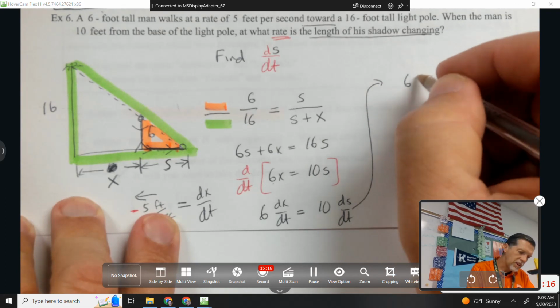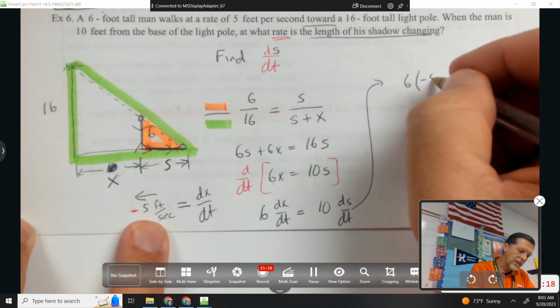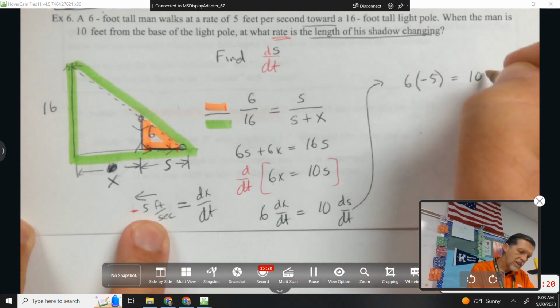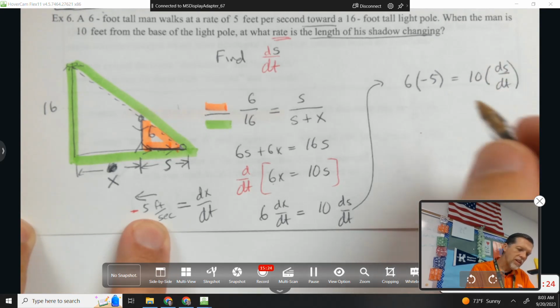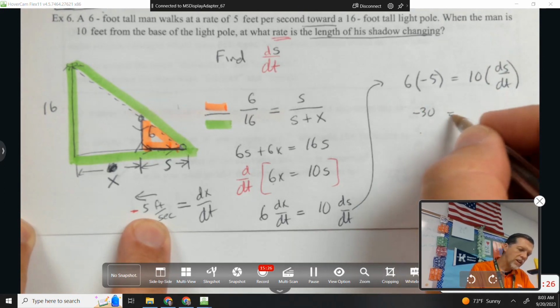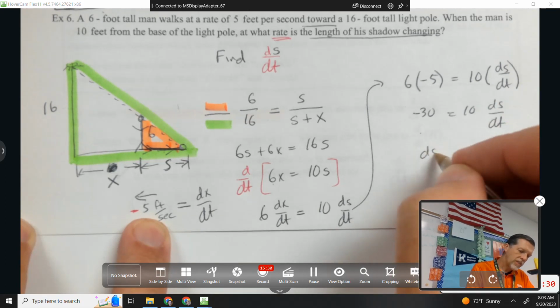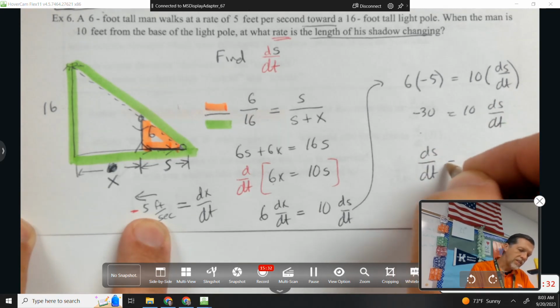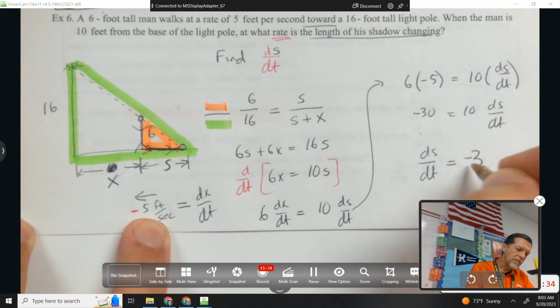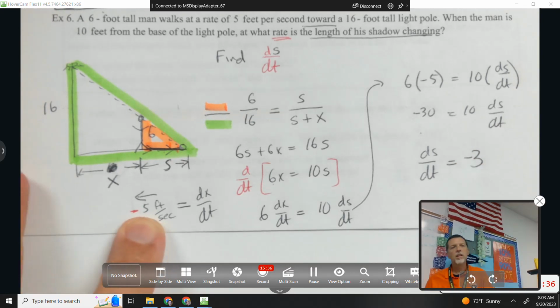Okay, so 6 times dx dt is negative 5. ds dt is what we're looking for. So negative 30 equals 10 ds dt. So ds dt is negative 3. So his shadow is getting shorter. Does that make sense for this problem?